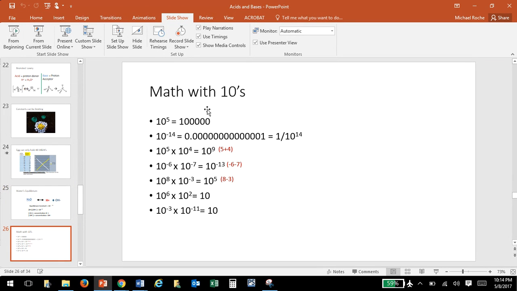So, just a quick review of math with tens. 10 to the fifth means that's a big number with 5 zeros. 10 to the minus 14 is a fractional number with 13 zeros in front of a 1. It's also equal to 1 over 10 to the 14th.